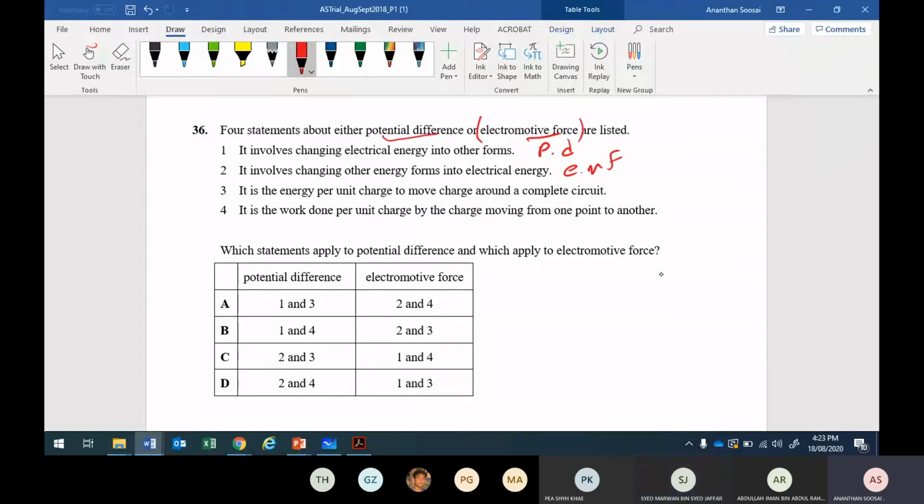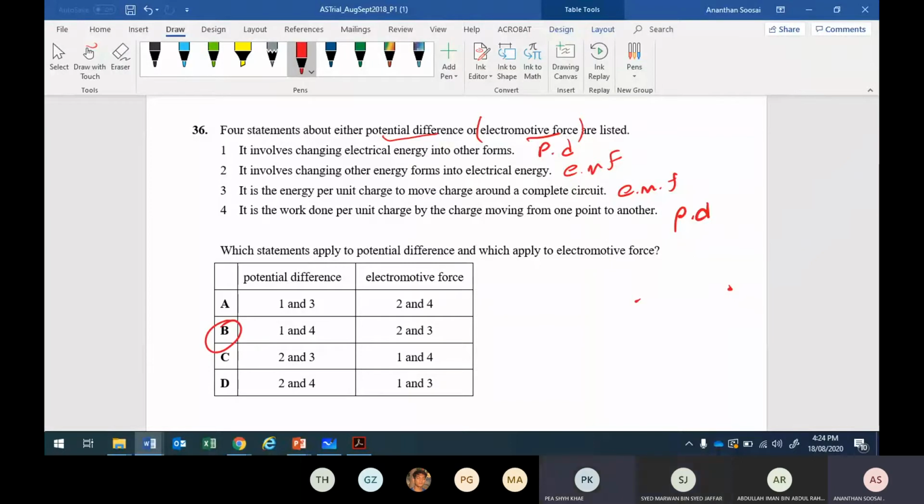The energy per unit charge to move around a complete circuit is EMF. The work done per unit charge moving from one point to another is your PD. PD is from one point to another, a part of the circuit. EMF must be a complete circuit. So yeah, so 1 and 4 is PD. So B.